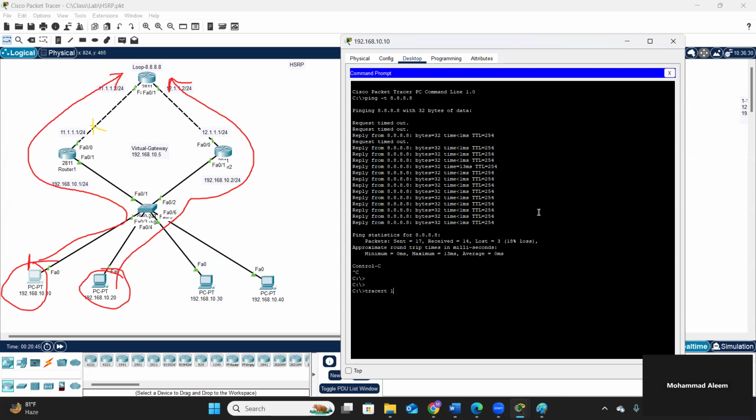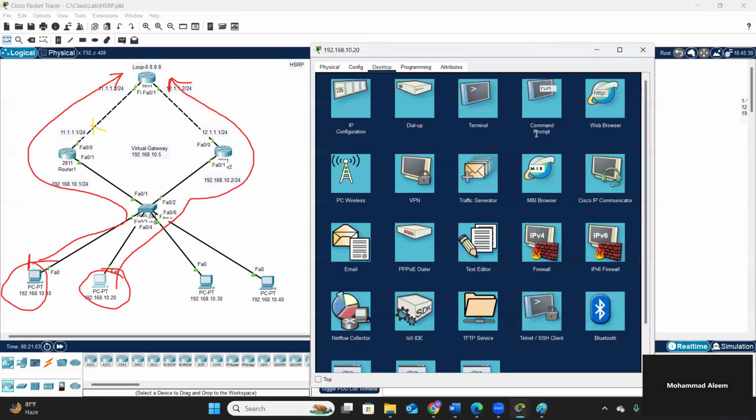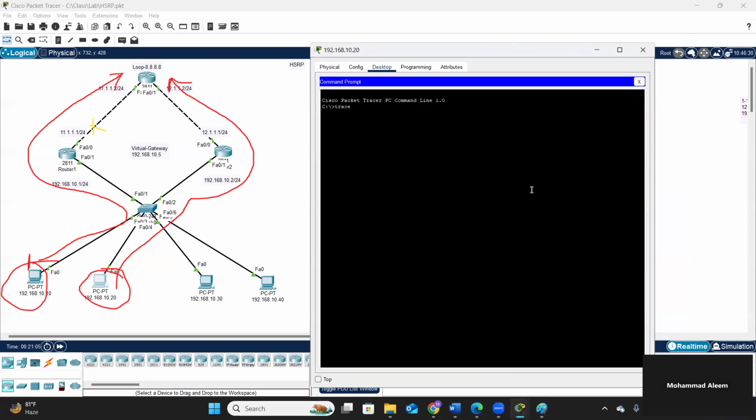192.168. So we are trying to trace 8.8.8.8. So use the gateway. This is the IP address, and it is the destination. From source to destination, it reached the gateway. Use this IP address. Now you can try from this PC to just tracert.